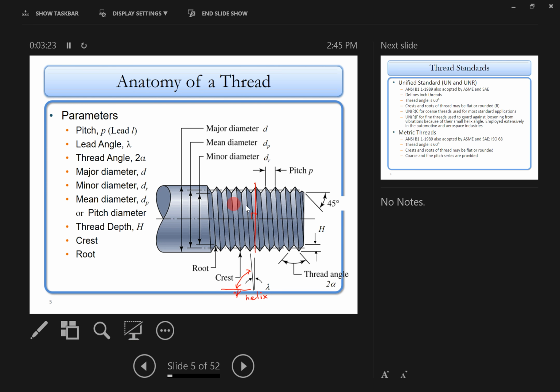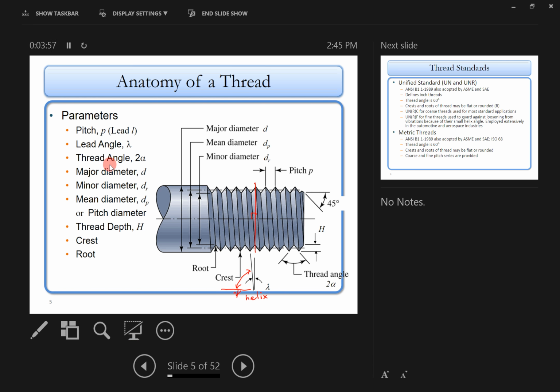For a screw, there are 3 important parameters: the major diameter, the mean diameter, and the minor diameter. The major diameter is measured from one side of the crest to the other side of the crest. The minor diameter is measured from one side of the root to the other side of the root. The mean diameter is somewhere in between. Those are the 3 important parameters here.